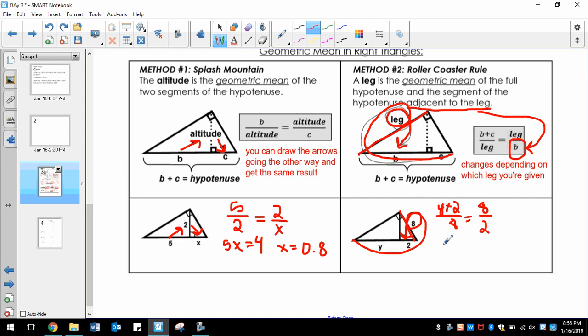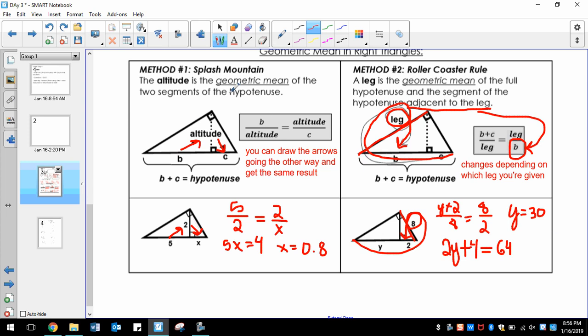Once you write the proportion, you cross multiply again. So I would have 2y plus 4 equals 64. And then you would solve algebraically. You would subtract the 4, divide by 2, so that would leave you with y equals 30. Oof. Okay. That was a little rough. Let's try that again. Y equals 30. There we go.